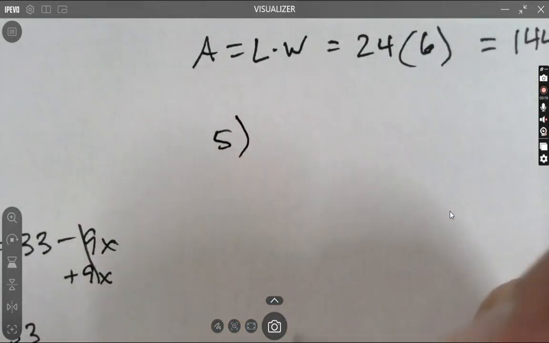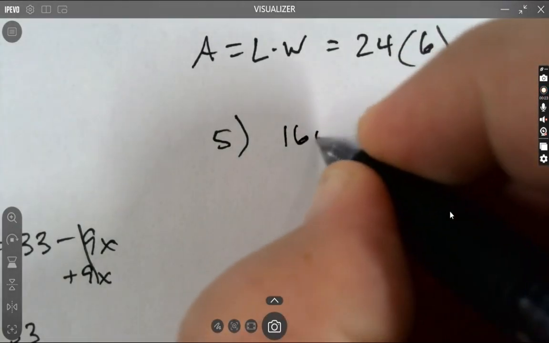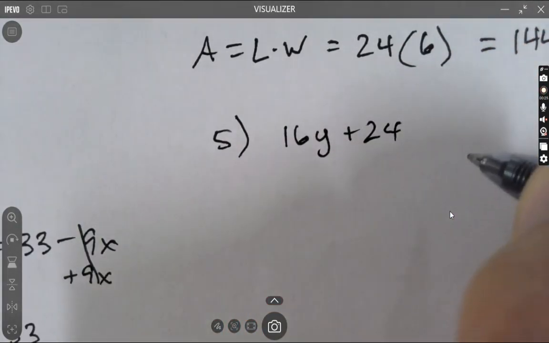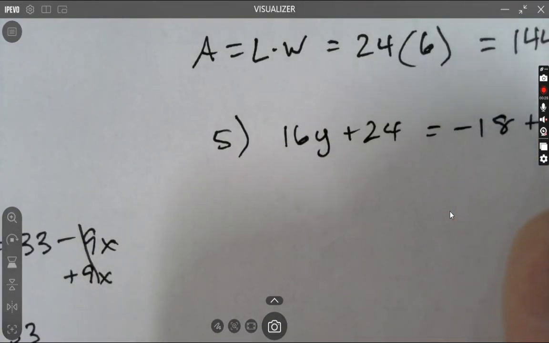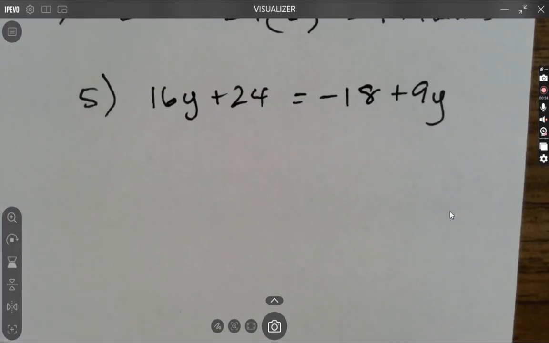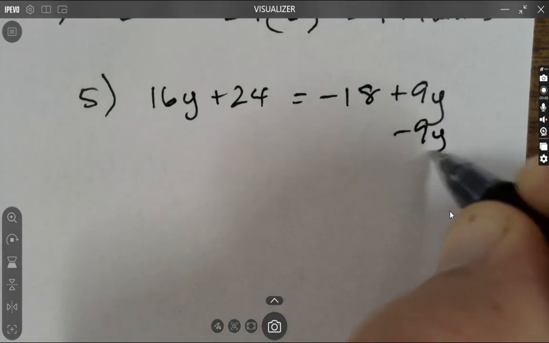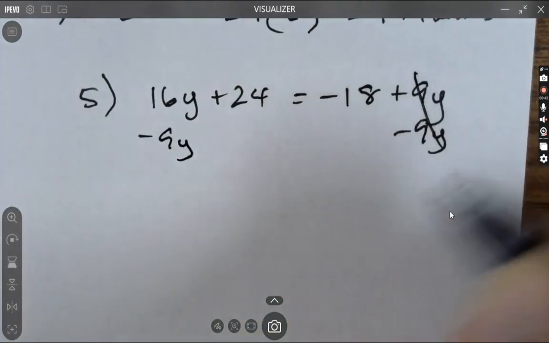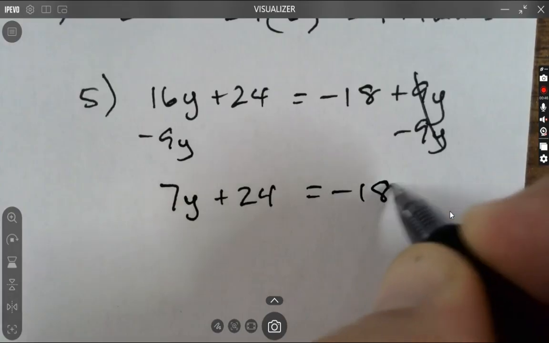Okay, number 5. 16y plus 24 equals negative 18 plus 9y. So like I said, I recommend the first thing you do to be to combine the variables. So I'm going to subtract 9y from both sides. Get 7y plus 24 equals negative 18.